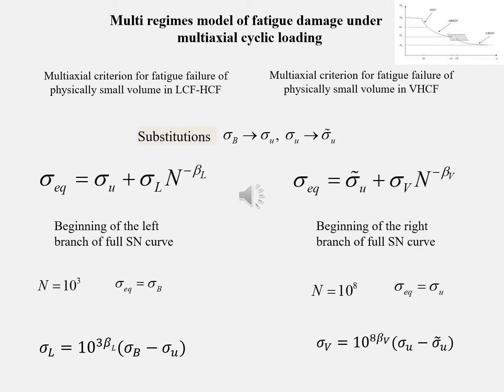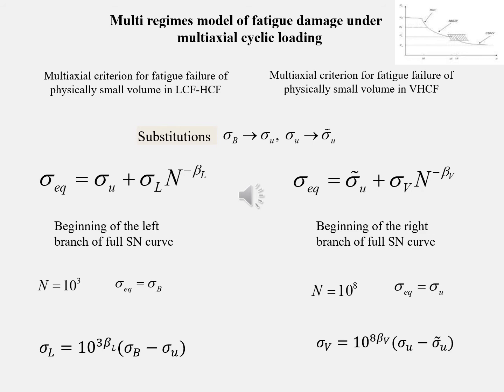So we assumed that at the beginning the fatigue strength is not far from the ultimate tensile strength, and it gives us the boundary condition on the left-hand side. When we move along the curve, we come to the so-called fatigue limit here, and it will give us the second boundary condition on the right.